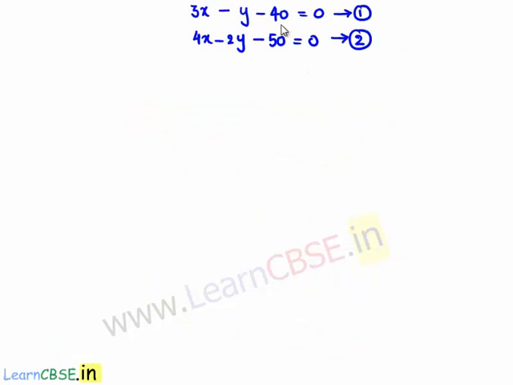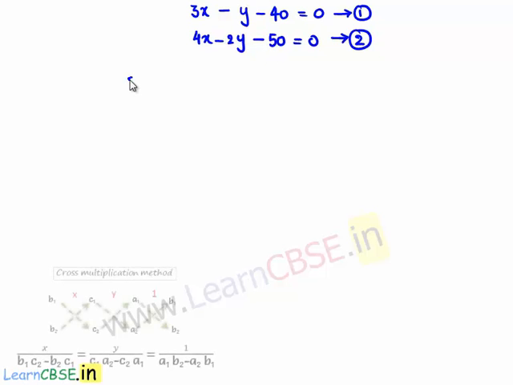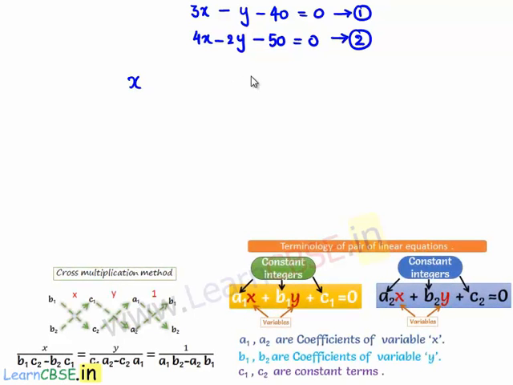In order to solve these equations by cross multiplication method, first we need to draw a diagram, so that we must write first x, y and 1 like this. First write the coefficients of y, that is minus 1 and minus 2, the constants minus 40 and minus 50, the coefficients of x 3 and 4, again the coefficients of y minus 1 and minus 2.